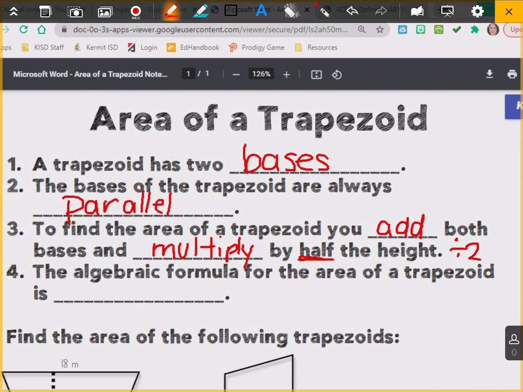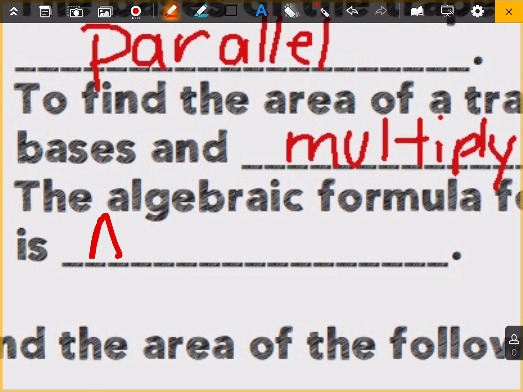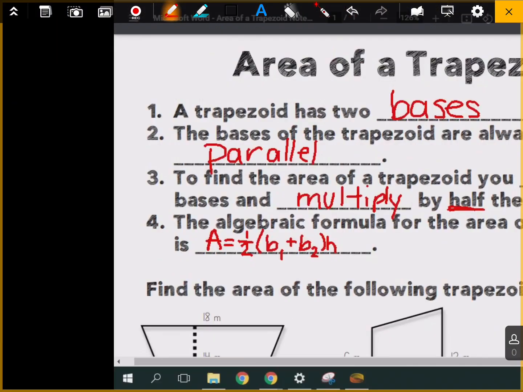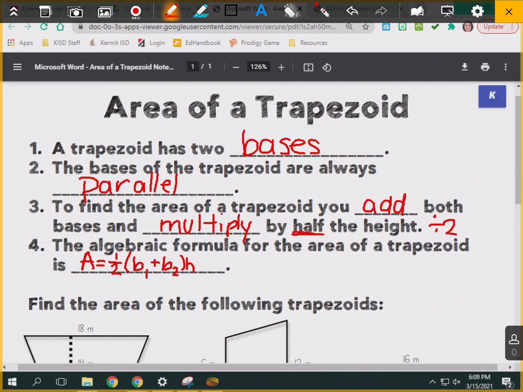So let's look at the formula. Our formula for a trapezoid is A equals 1/2, then in parentheses we have B1, which stands for base 1, plus B2, which stands for base 2. Close parentheses, and then your H is on the outside. This formula is very similar to the formula for a triangle, except we now have two bases instead of just one. Let's go ahead and look at the examples we're given and find the area for these trapezoids.